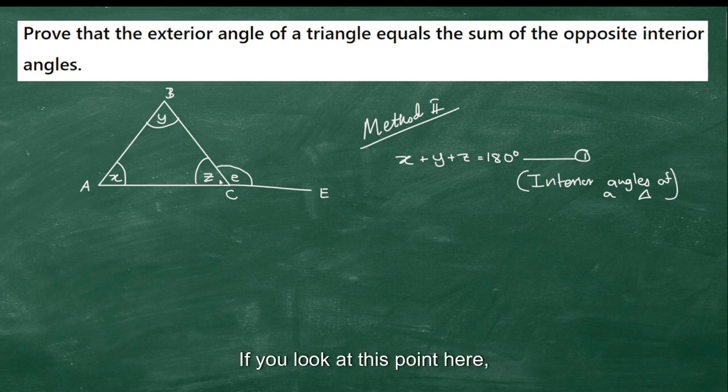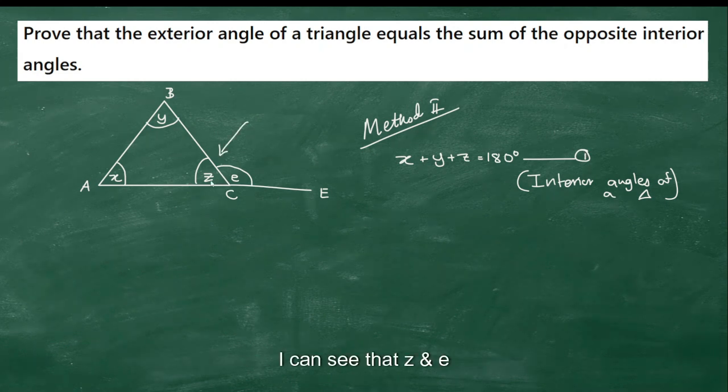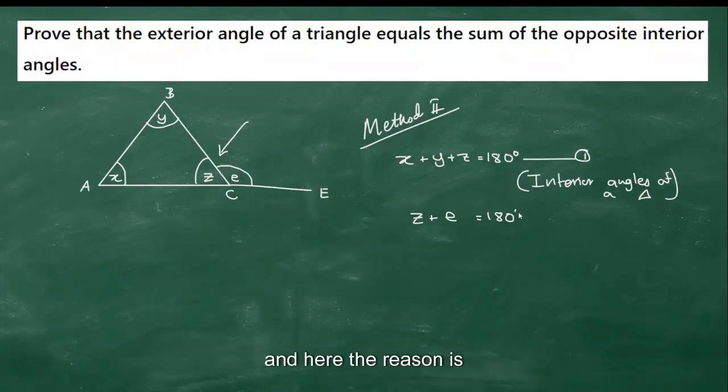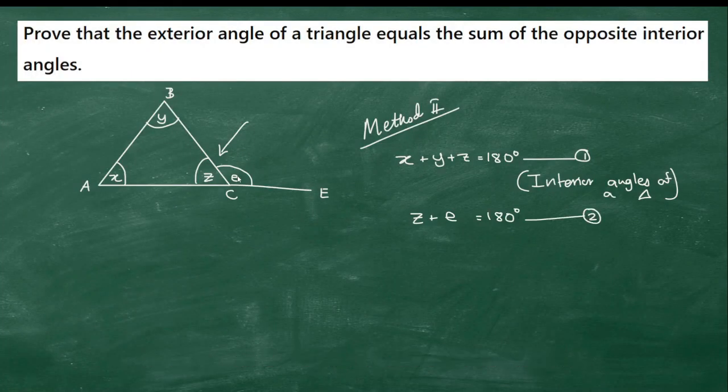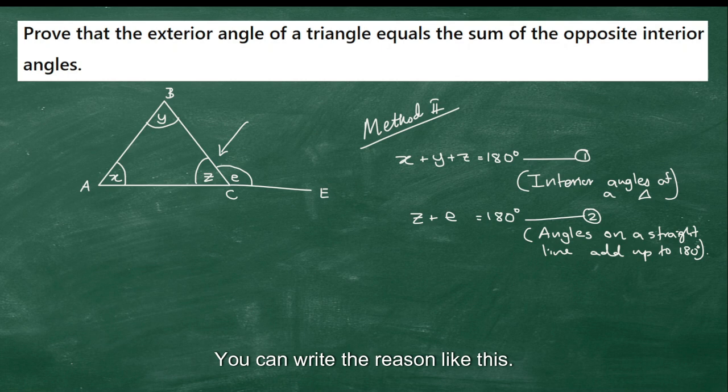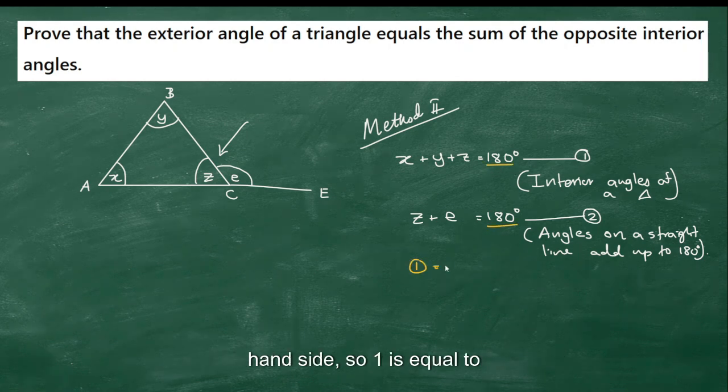Also, if you look at this point here, I can see that Z and E add up to 180. And here the reason is the angles on a straight line add up to 180. You can write the reason like this. Now, obviously, if you look at these two, they both have the same number on the right hand side. So 1 is equal to 2.